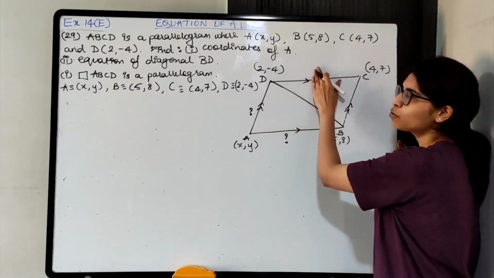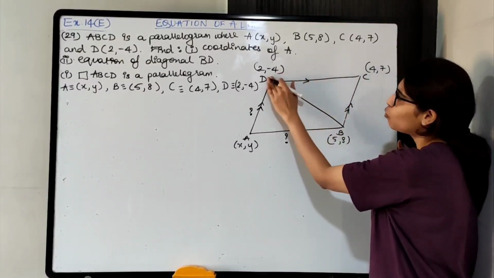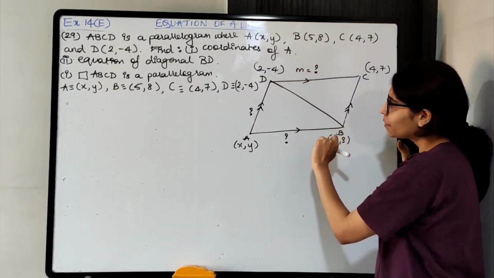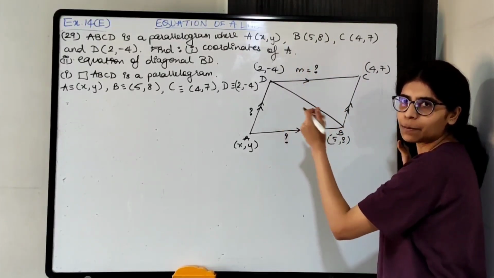Slope of AB is equal to slope of CD. So मुझे पहले slope of CD find out करना पड़ेगा. इसका slope क्या है? Okay. Because both will have equal slope since they are parallel lines.